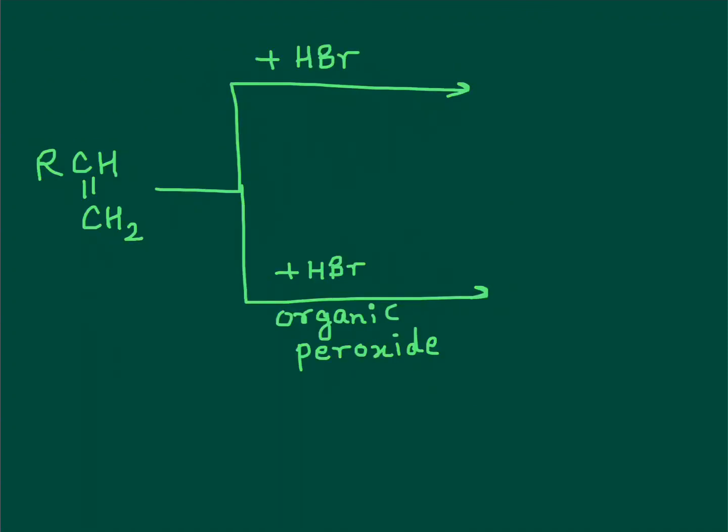Now here comes something interesting. What was observed was when you are taking an unsymmetrical alkene and adding HBr, yes, did you form the product? Very good. So let's match our answers. So we'll have RCHBr-CH3, right? But if by mistake you add an organic peroxide to the reaction mixture, you know what happens?